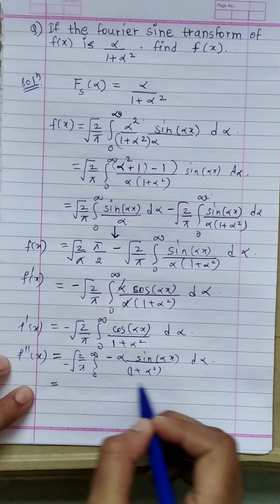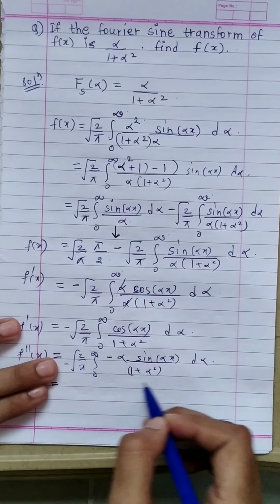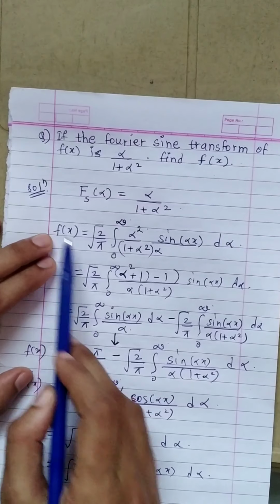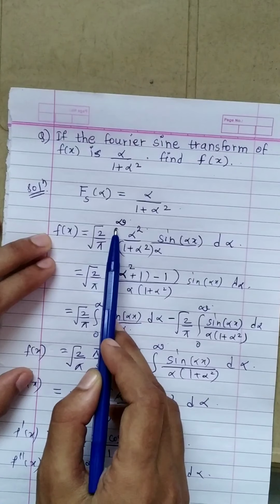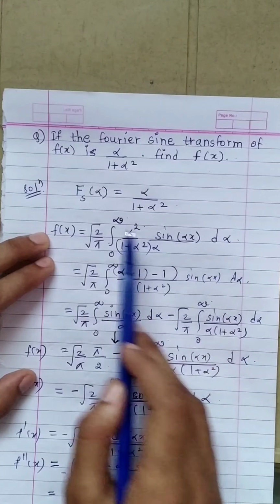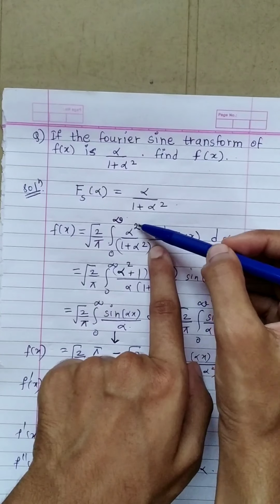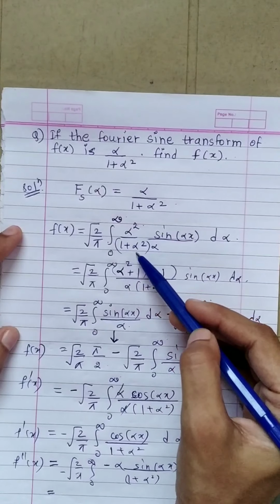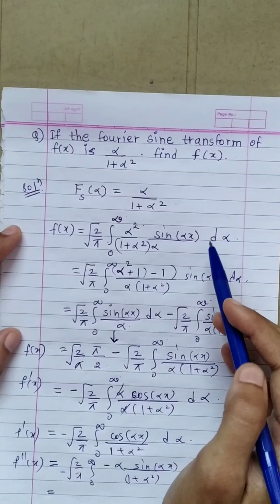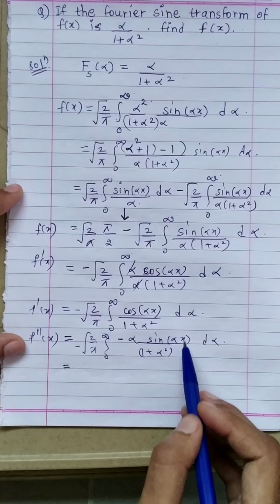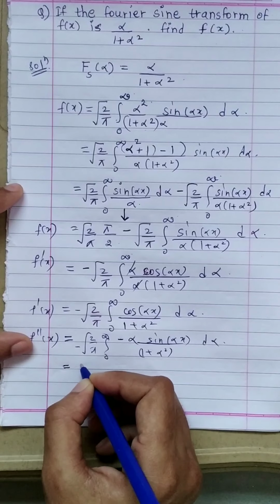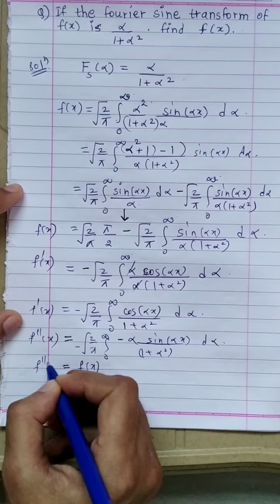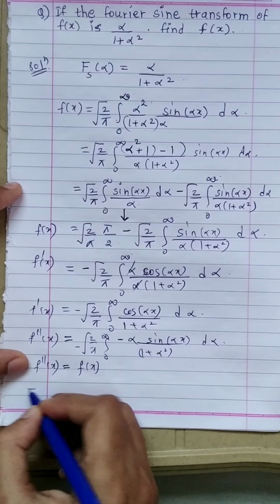So this will be nothing but, again if you see, this is f. We have started with f, wherein what was f? Root of 2 by pi integral from 0 to infinity. It was f before multiplying and dividing by alpha. So that was alpha by 1 plus alpha square into sine alpha x d alpha. So this will be nothing but f again. So this full expression will be f of x, and this is f double dash of x.